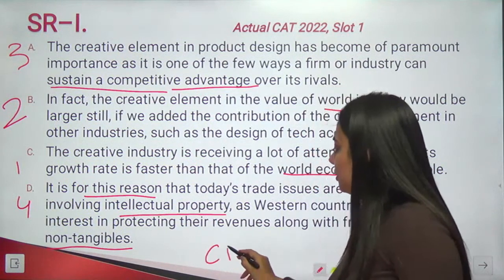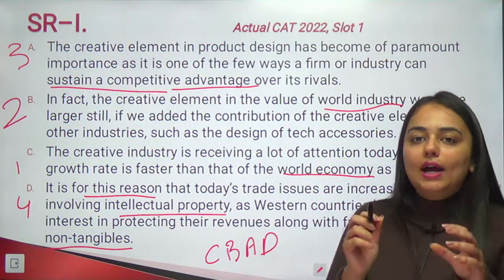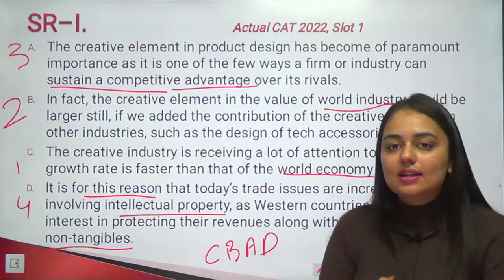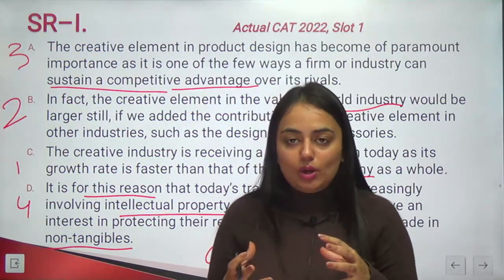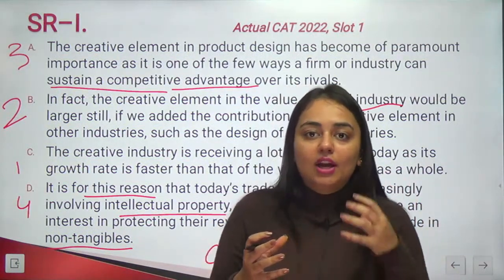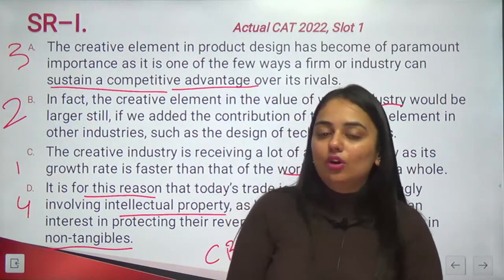So C, B, A and D should be the right order. I hope you did understand these sentences. If you want, I can come up with more such SR practice questions from the actual CAT exam. If you want it, you may write it in the chat box. We'll come up with the same thing in the next live also.